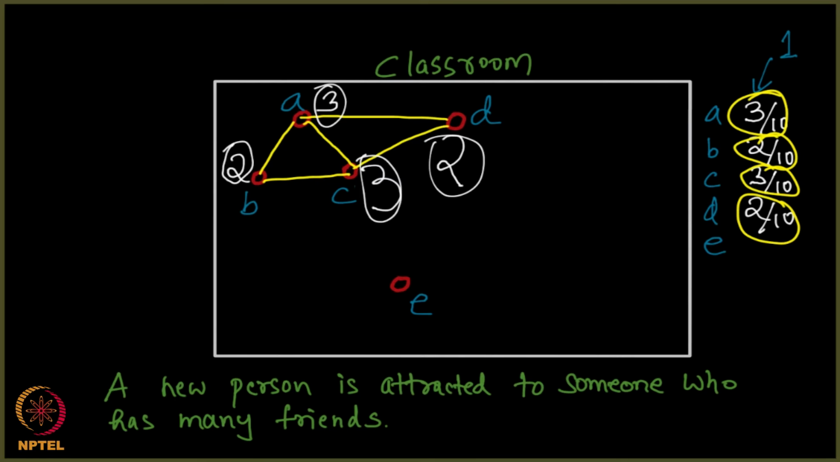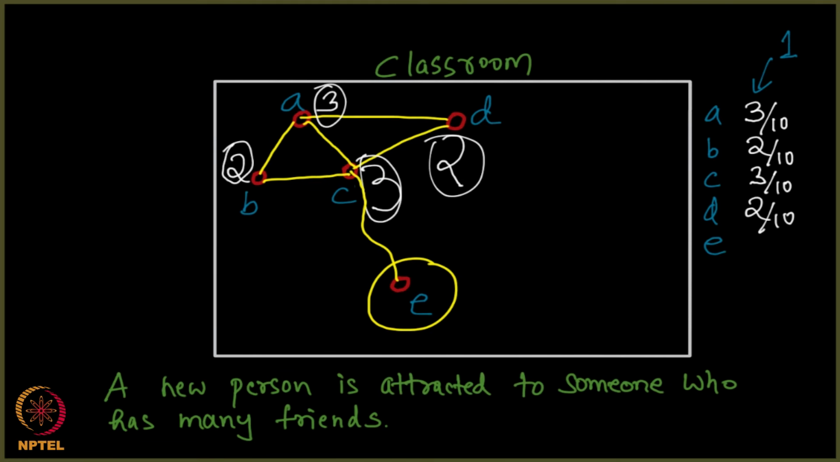It means that when I enter a classroom, I'll be attracted to people proportionately to their degree. I will be attracted to C with probability 3 by 10 because the degree is 3 and the total degree is 10. So I'll be attracted with probability 3 by 10.